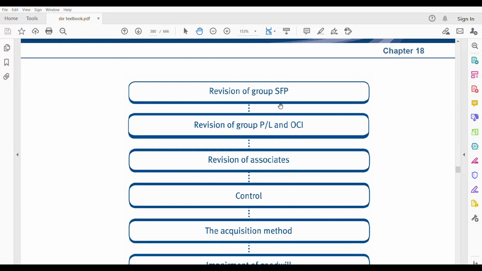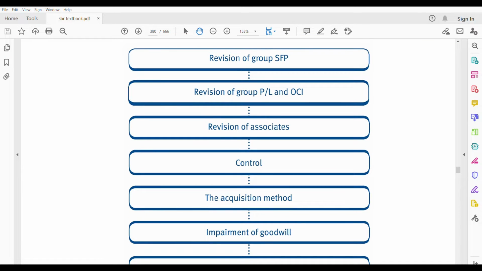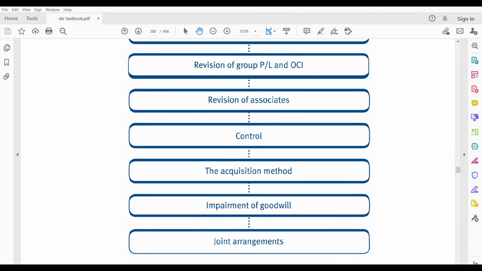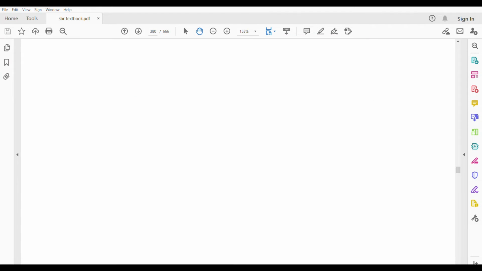Revision of group statement of financial position, then we have profit and loss and OCI, group, disposal of associate, control, how to say whether you have control or not, the control test. Then the acquisition method, your consolidation, and impairment of goodwill, because when you are acquiring you need to recognize goodwill if it's a subsidiary. So for that we have to do impairment, which is IAS 36. Then we have joint arrangements. For each of those we have different standards. These are the few standards.